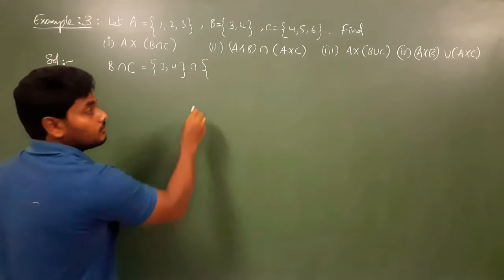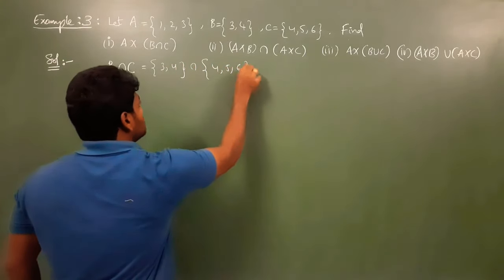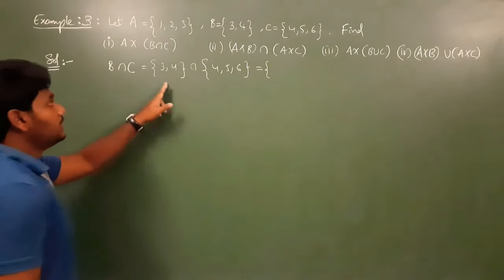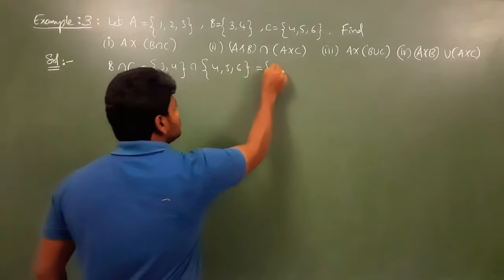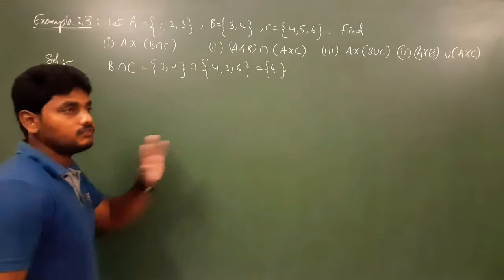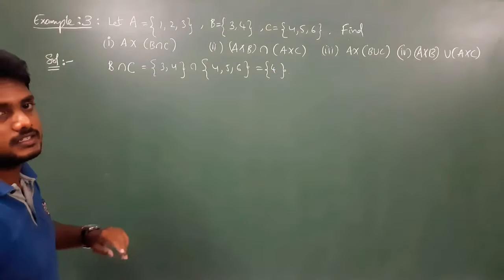Intersection of C, what is C? 4, 5, 6. What is the result? B intersection C. What is intersection? Common elements. What is the common element from these two? Set 4. Only set 4. This is B intersection C.